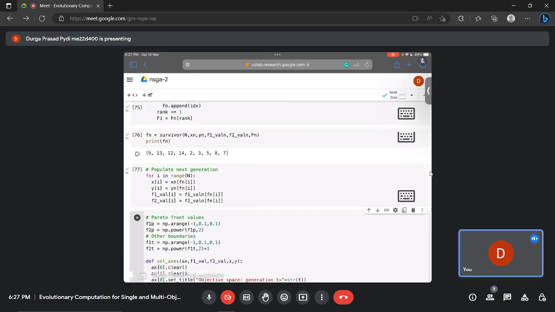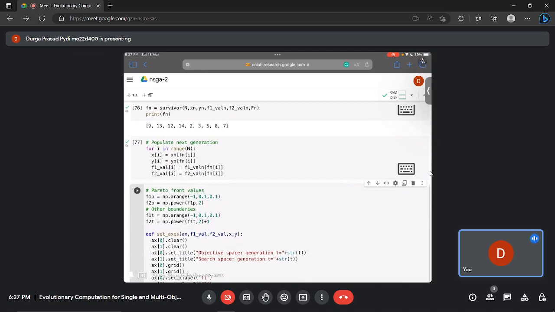After you get your survivor or elimination step, the next step is to get them into the next generation. So what I'm doing is going through each individual and assigning the value of the new variable to the previous variable. x of i is my previous variable, xn is my new variable. You just take the xn value and assign it to x of i. Same for y and the function values. Then we repeat this continuously till our criteria is satisfied. That we'll be doing.